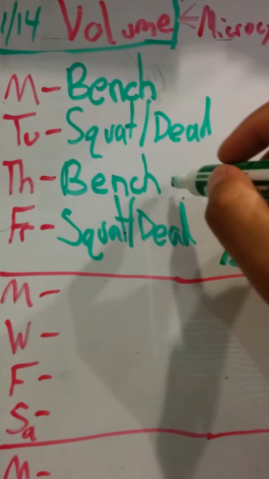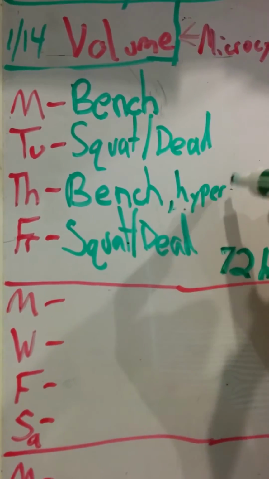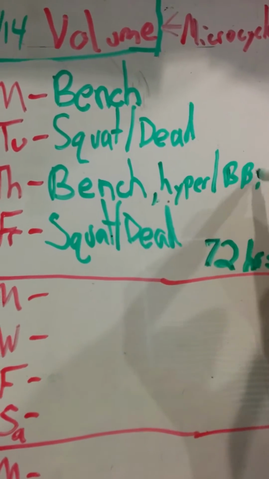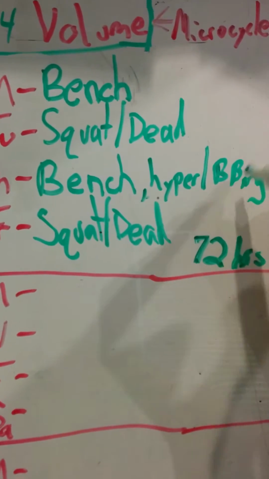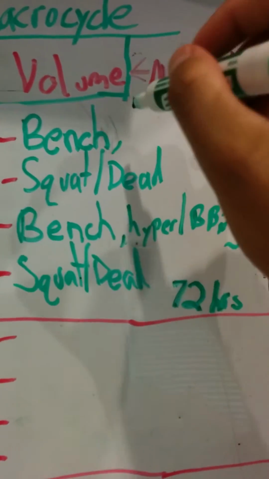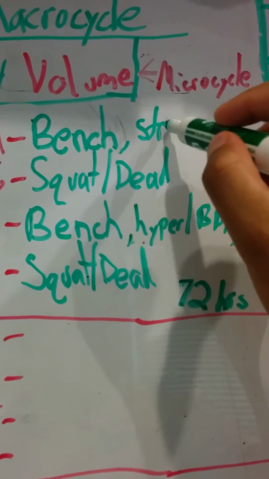So you can even put in here, comma, hypertrophy, or just hyper, or bodybuilding, if you're doing a volume block. And then here, it's going to be lower volume, higher intensity. We can just call it strength.